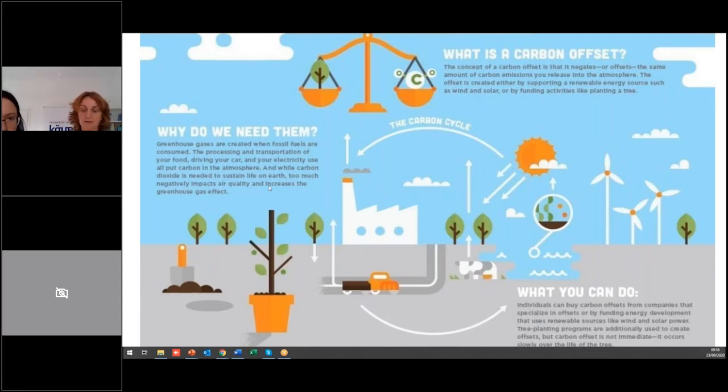We have to mention that carbon offset is not immediate, so it occurs slowly. This is one of the big problems with carbon offsetting. For example, you would like to offset your GHG emission, but the GHG emission occurs in the past, and the offsetting part is in the future. So that's why we think that it's not the only way. You also have to reduce your GHG emissions as far as you are able to. Next slide, please.